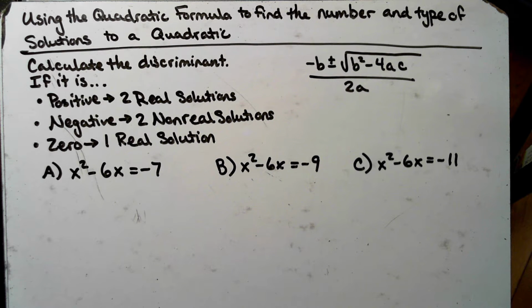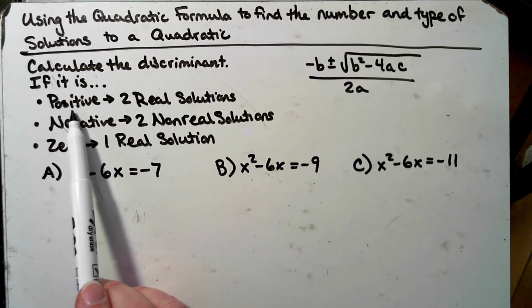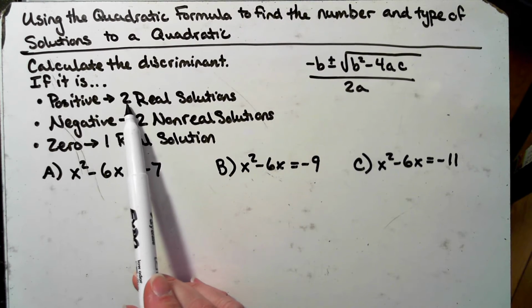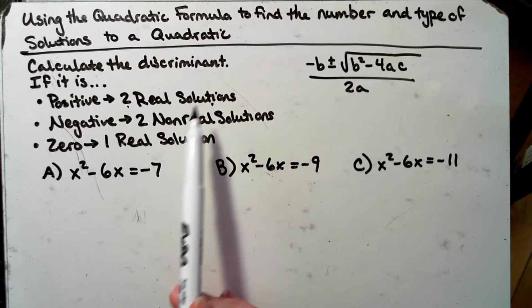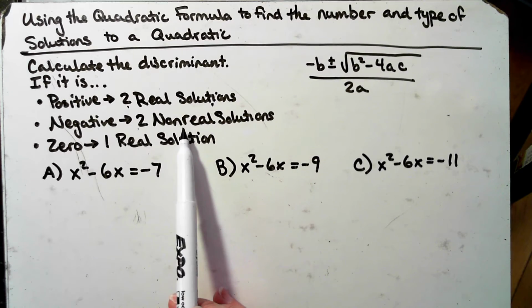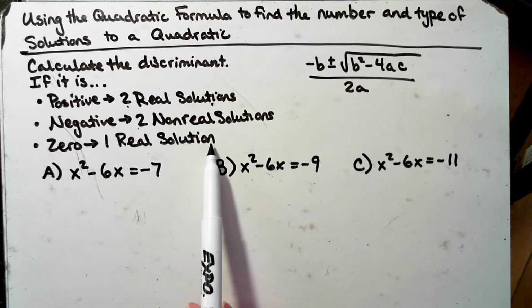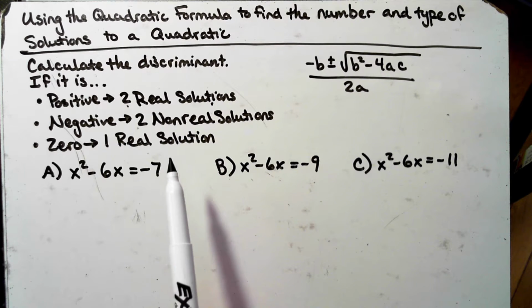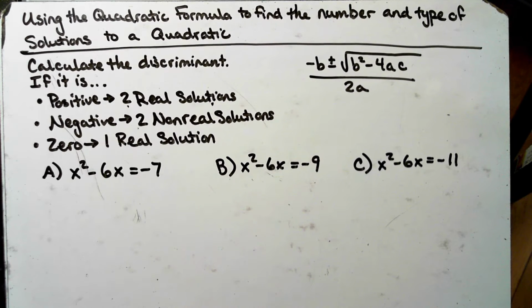Hi everyone, and welcome to a review of how to use the quadratic formula to find the number and type of solutions to a quadratic. So basically, we're going to determine whether a quadratic has two real solutions, two non-real solutions, or just one real solution. Now, you may not recall what a discriminant is.